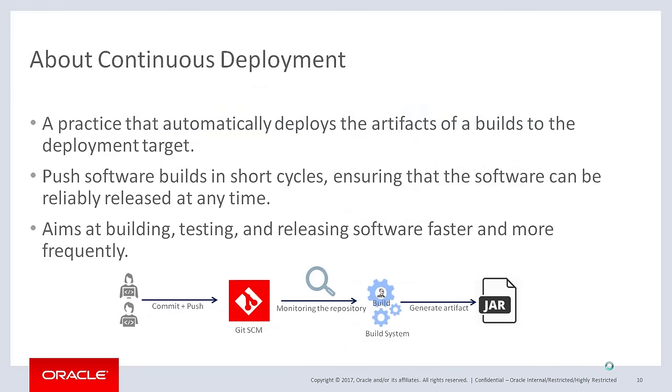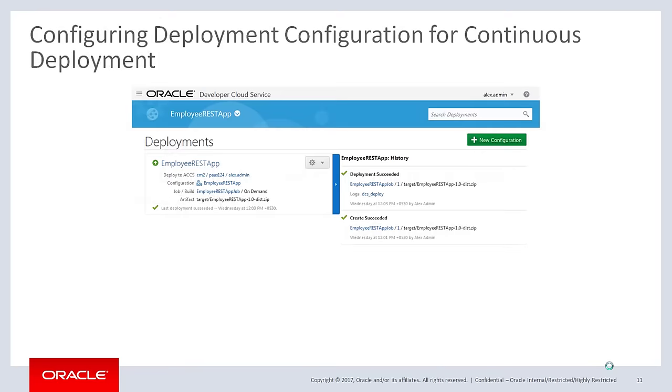After the build system generates the artifact, the deployment configuration, which is monitoring the job for new builds, deploys the generated artifact to the Oracle Cloud Service, either Oracle Java Cloud Service or Oracle Application Container Cloud Service as configured.